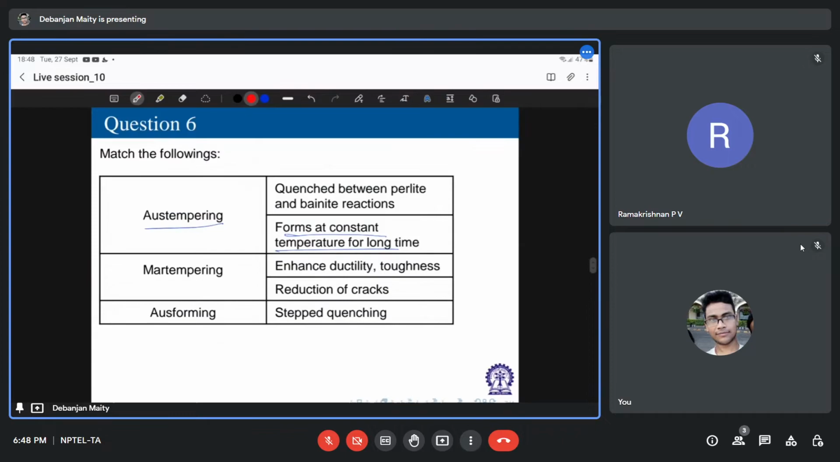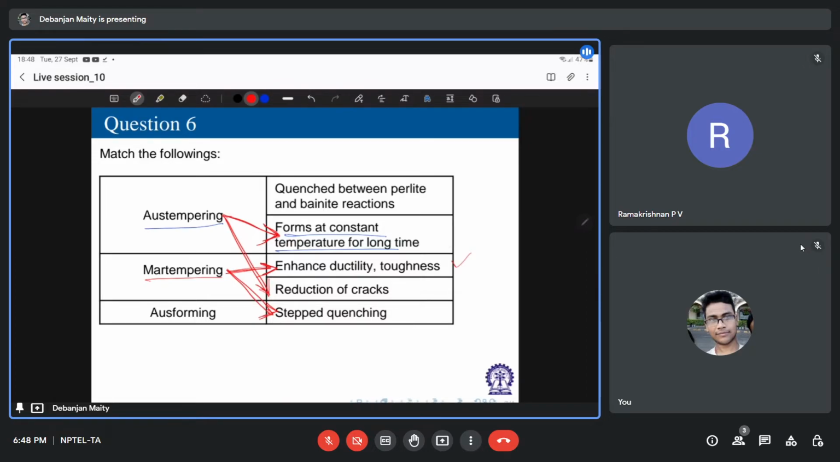So in terms of tempering, this is step quenching, and tempering is also used for reduction of cracks. This forms at constant temperature for a long time. For tempering, it enhances the ductility and toughness also.